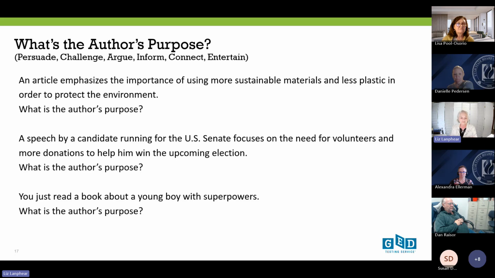Could be a connection if you're trying to get people of like mind to work on this together. Okay. So a speech by a candidate running for U.S. Senate focuses on the need for volunteers and more donations to help him win the upcoming election. So again, ask them, what is the author's purpose here? You just read a book about a young boy with superpowers. What is the purpose? So that one's a good one for entertain.